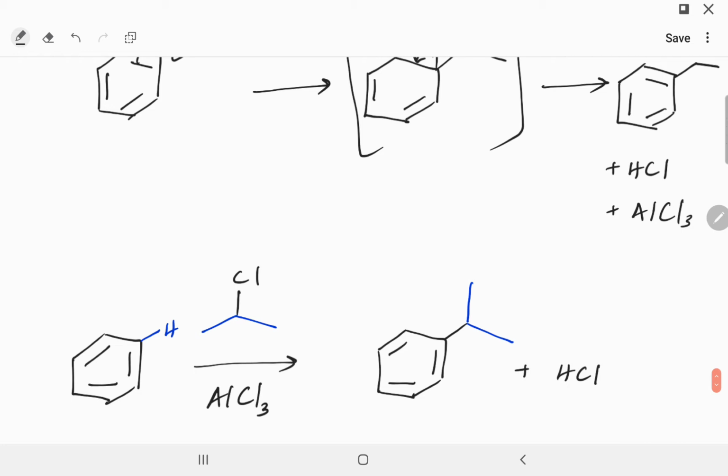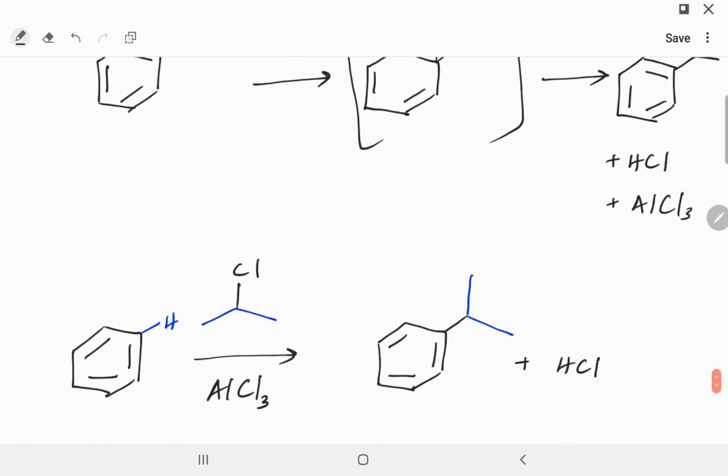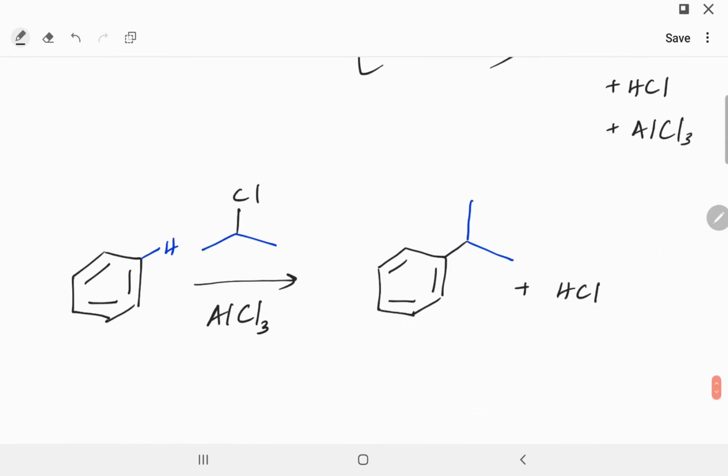So here's the problem. Even though this reaction looks very straightforward, there are plenty of limitations. Even though it looks like an ideal reaction to substitute an R group into benzene, there are plenty of limitations. So let's talk about these limitations in more detail.